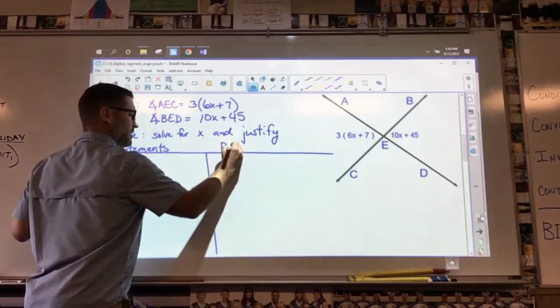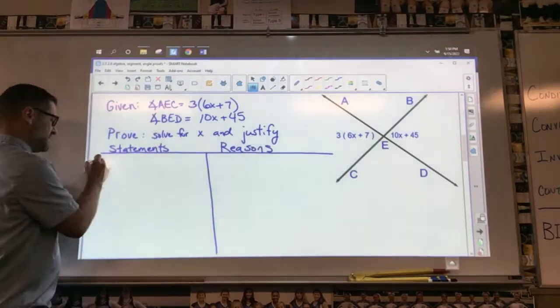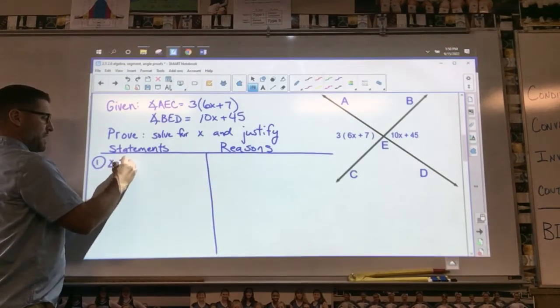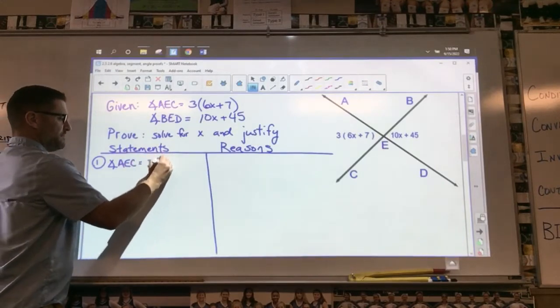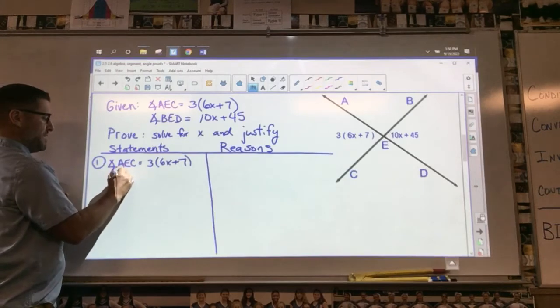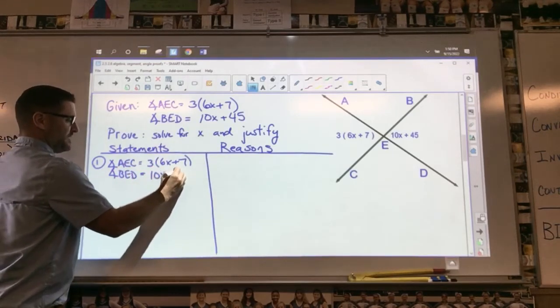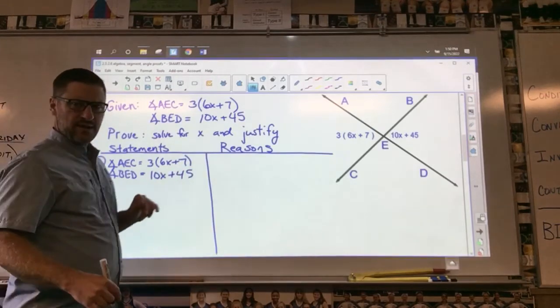Reasons go over here. My first statement is, well, here's the problem. Angle AEC is equal to 3 times (6x + 7), and angle BED is equal to 10x + 45. I'm gonna write one other thing that I was really given.